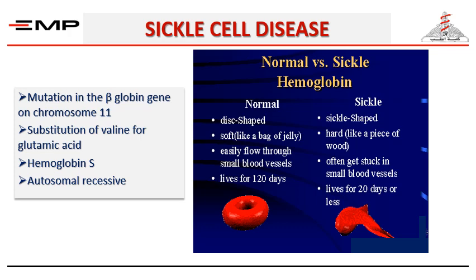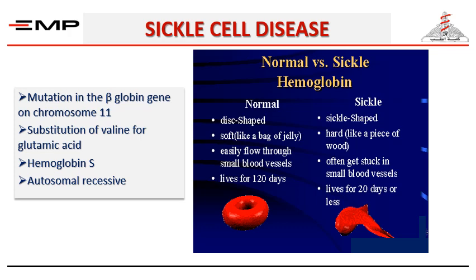What's the difference between red cells containing normal hemoglobin and red cells containing hemoglobin S? Red cells containing normal hemoglobin are disc-shaped and soft. They can move easily through small vessels and through the meshwork of the reticuloendothelial system, and they live for 120 days.